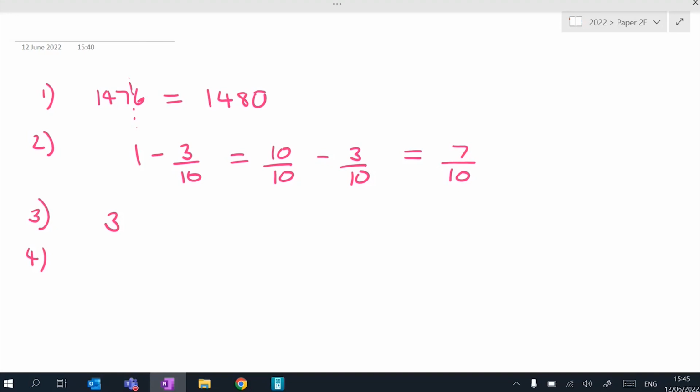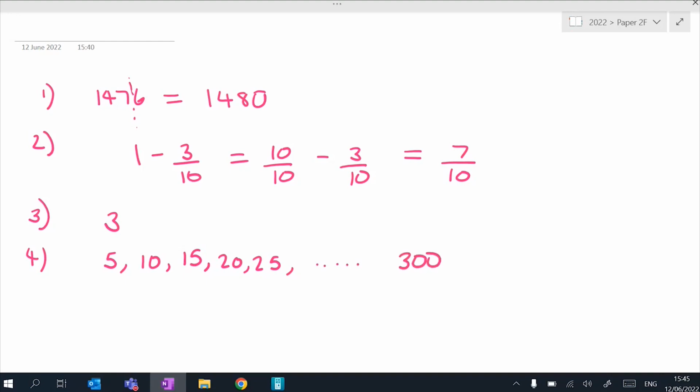For number 4, we want to write down a 3-digit number that is a multiple of 5. So any multiple of 5. So I'm just going to write out the 5 times table, and I'm waiting until I get to 3 digits. So it can be any 3-digit number, something that's in the 5 times table.